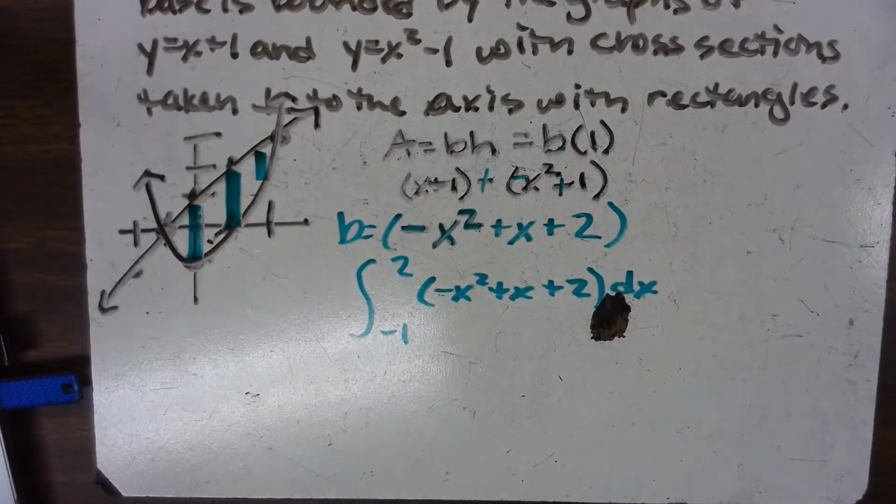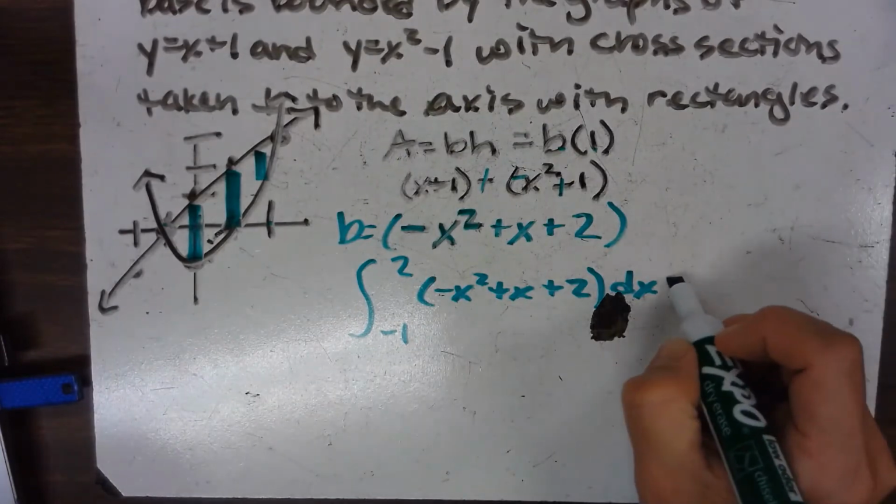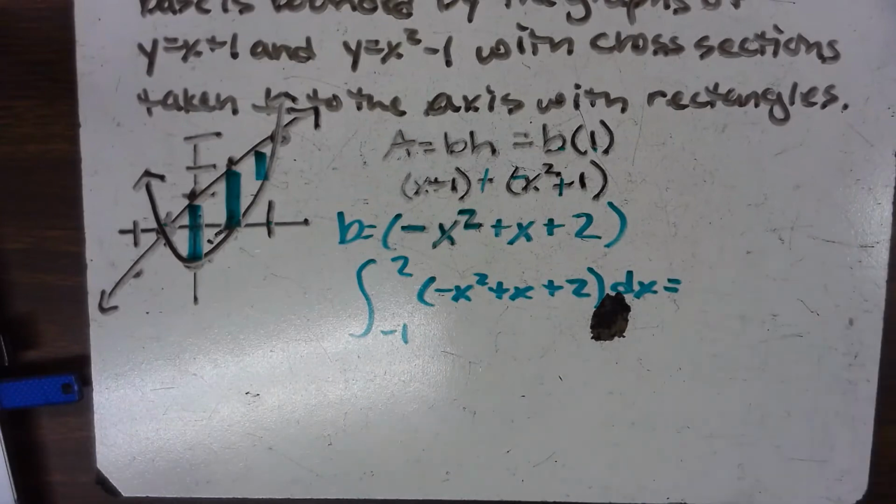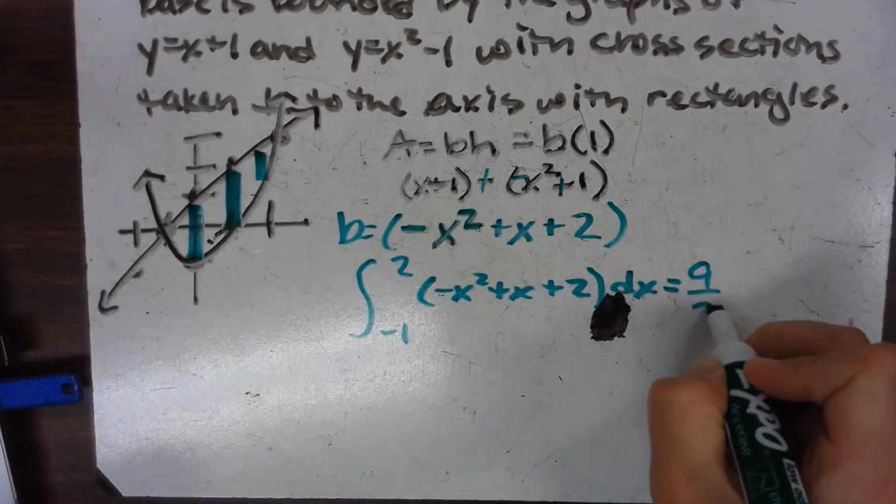You go integrate that. Pause the video. And you should be able to do this one by hand especially, you should be getting 9 over 2.